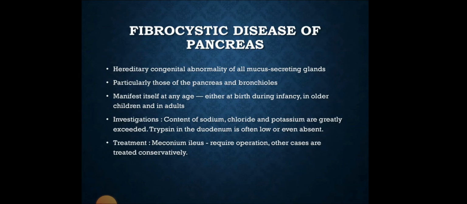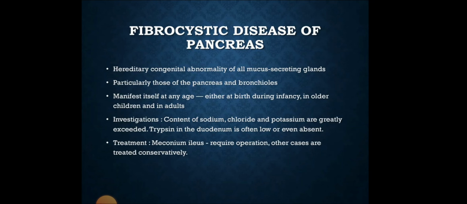And the treatment: in the condition of meconium ileus, we have to go for surgery. Other conditions can be treated conservatively. In case of steatorrhea, fat intake has to be drastically reduced. Extra protein has to be given. Then enteric coated capsules of pancreatin can be given to supplement the deficiency of pancreatic enzymes in the duodenum. Along with that, vitamin D and vitamin A can be given daily. And if there is respiratory infection, that has to be controlled by antibiotics. So that is about fibrocystic disease of the pancreas.